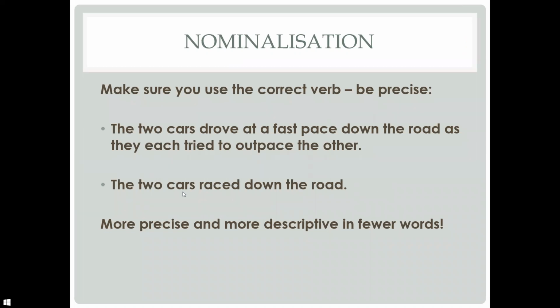Now, by being precise, by taking the time to think about what I wanted to say, I can express the idea. Again, it's in the subject verb object sequence, you'll notice, but I can express it in far fewer words, and it's more descriptive. The two cars, they're the subject. Raced, verb. Down the road, object.